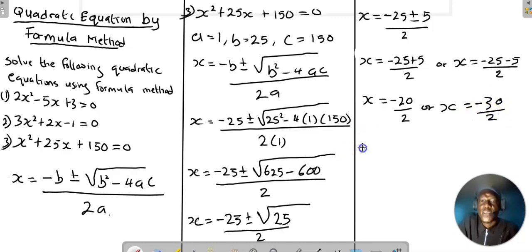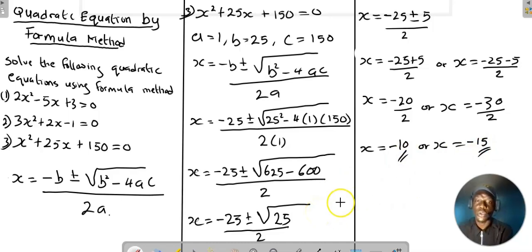So our x is equal to, 20 divided by 2 will give us minus 10, or our x is equal to minus 30 divided by 2, that's minus 15. And these are our final answers.